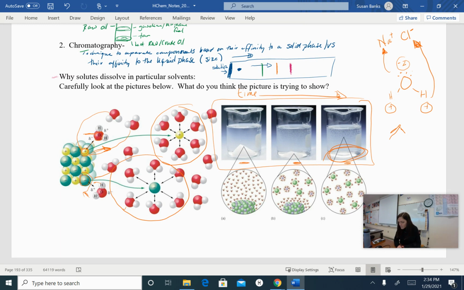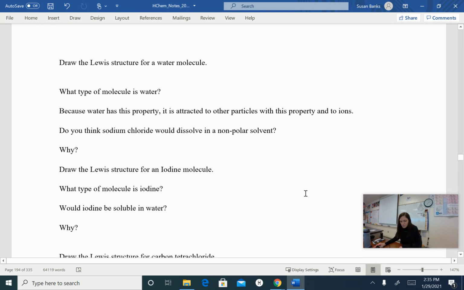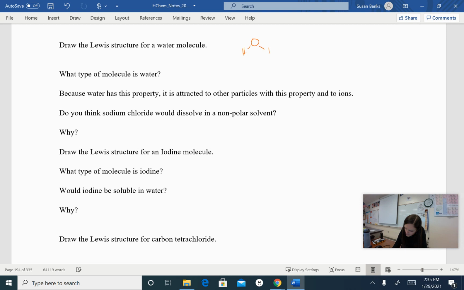When we dissolve something, we are basically looking at the attraction between the solvent and the solute to interact with each other and pull things into solution. So dissolving is all about attraction between the solvent and the solute. Okay? So let's look at this next page. So we want to draw the Lewis structure for water. Okay? So we already did that on the previous page. We've got the two lone pairs.